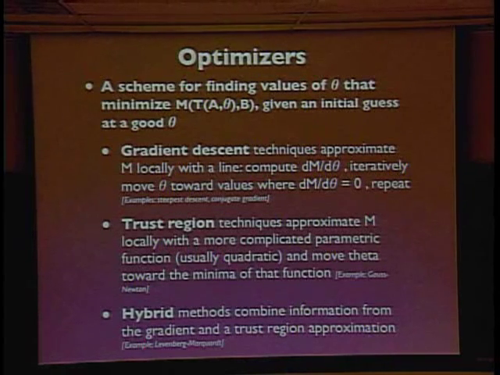And then hybrid methods do something that's in between. In some iterations you do a complicated approximation of M, and in other ones you do a planar approximation, or you mix the two together in some way.